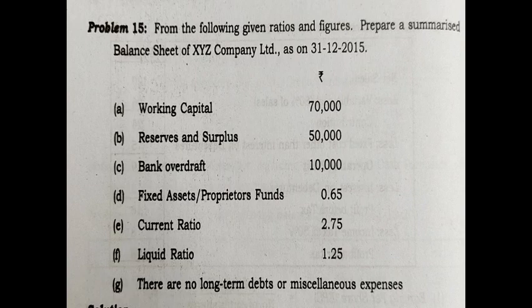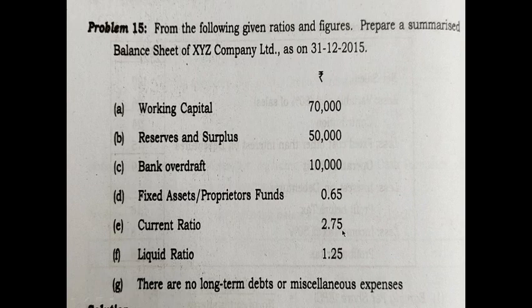So how are you going to start? Whenever you come across this question, you need to link the amount items with the ratios given in the question. Here it is given working capital 70,000, reserves 50,000, bank overdraft 10,000. And in the ratio it is said that fixed assets to proprietors' fund is 0.65.